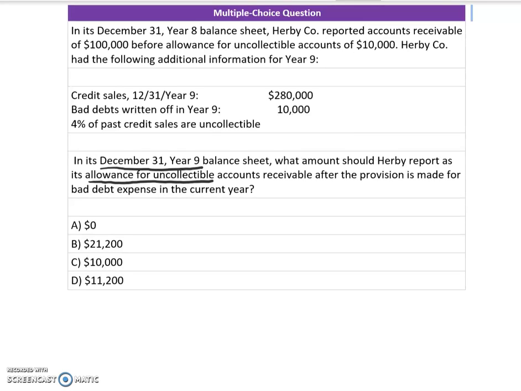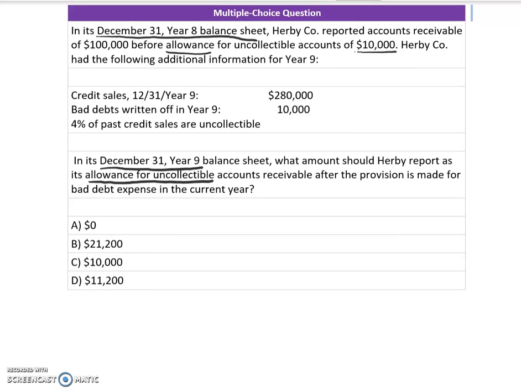Because we are talking about our allowance, we should note that our ending year 8 allowance is $10,000. So that's going to be our beginning balance. Additionally, what we also need to note is that 4% of our credit sales are uncollectible. So this is determining what?